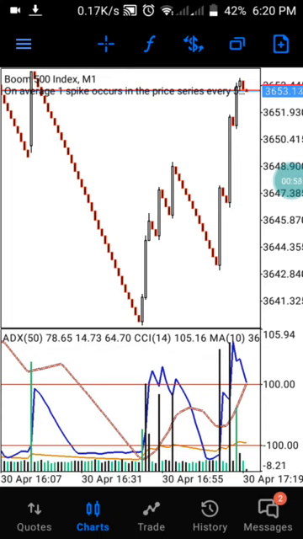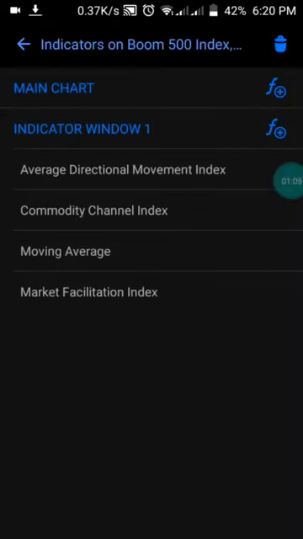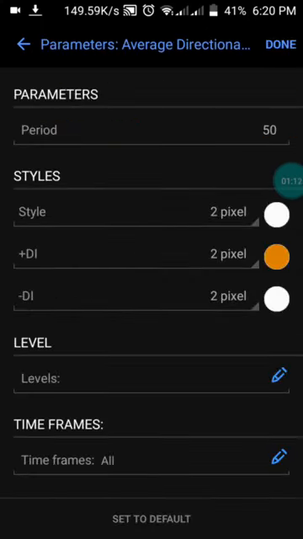So guys, I only want to show you the settings of this indicator, so that you can also set it up on your phone in order to catch multiple spikes. I have my Average Directional Movement Index with these settings. You see the period is 50. For the style, the first and the last one are in white, which is the background of your trade. If you are using a black background, you can set that in black. I'm only using the D plus DI here, which is the yellow color. You don't have to add any level.